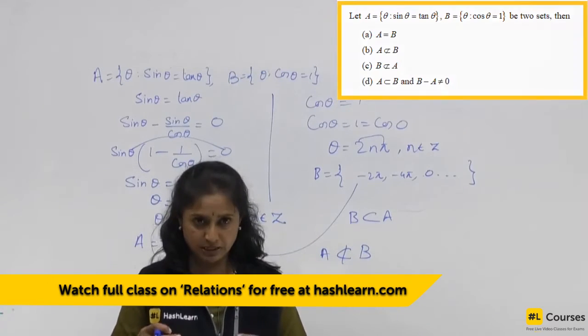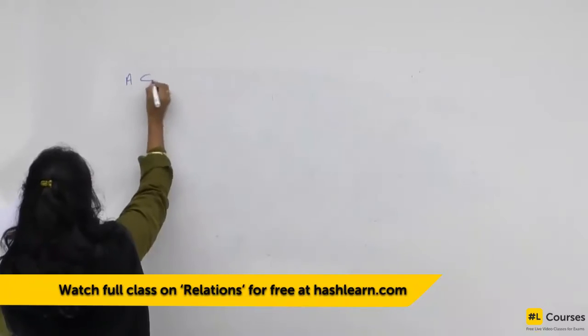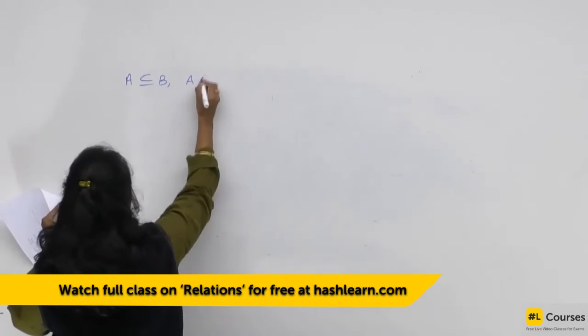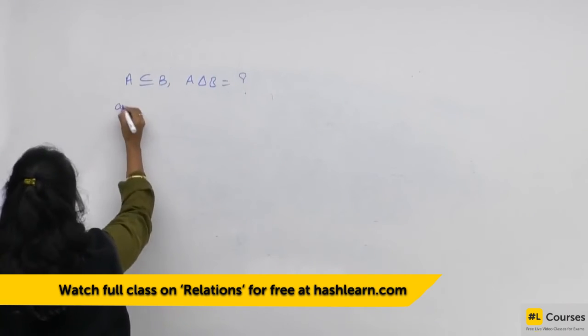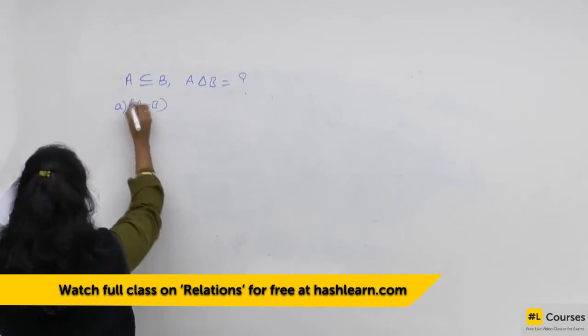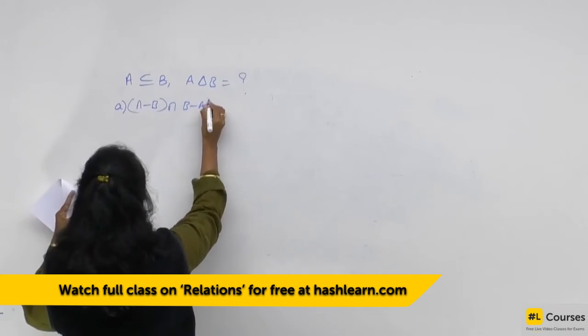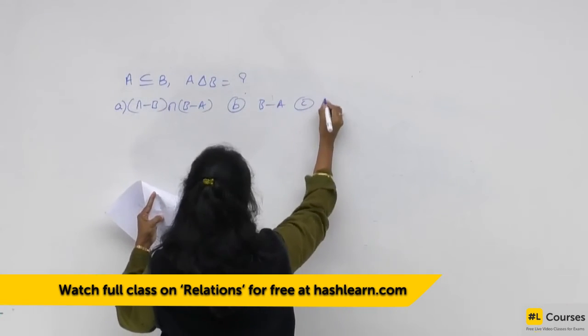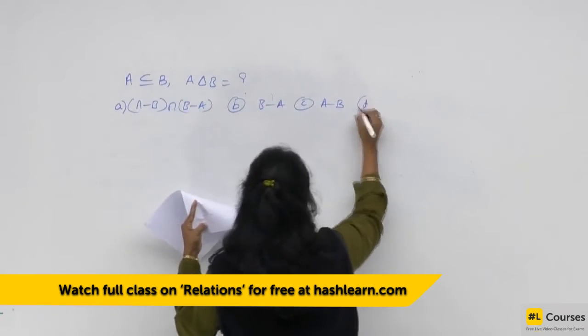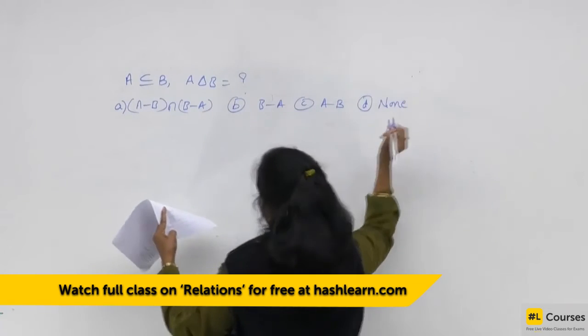We have one more question like that. A is a subset of B, then what is A delta B equal to? And the options were: A minus B intersection B minus A, B option was B minus A, C option was A minus B, and D option is none.